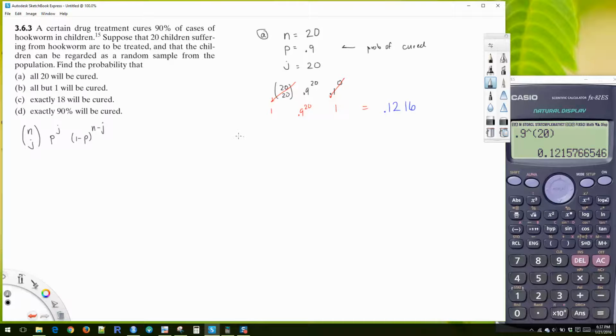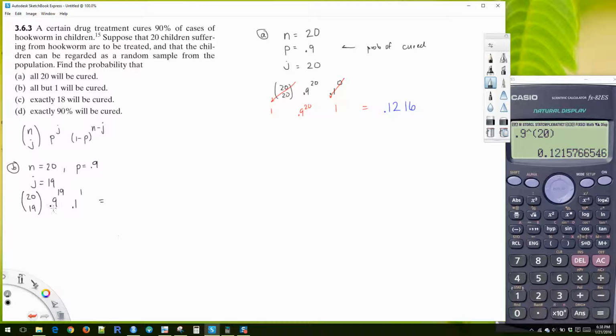Okay. In part B, we've got the same setup. All but one will be cured means our n is 20 and our p is still 0.9, but our j, all but one, means 19 were cured. So in this case, we're going to have 20 choose 19. The probability of a cure is 0.9 for each one, and that has to happen 19 times. And the probability that someone does not get cured is 0.1, and that has to happen 1 time.